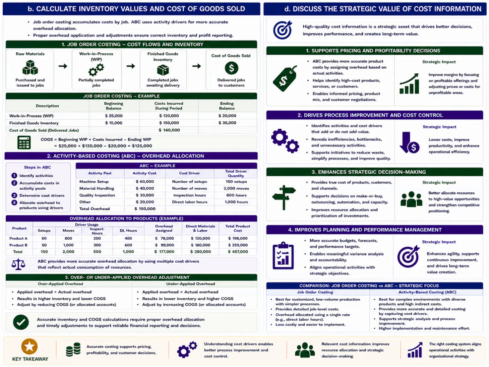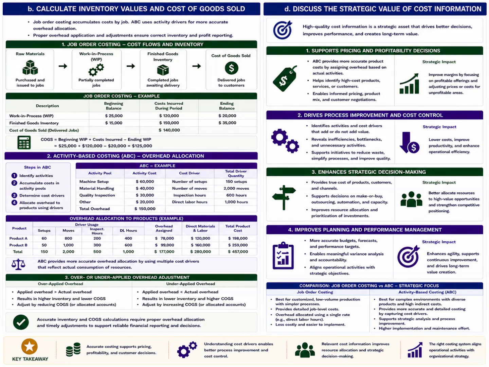B. Calculate inventory values and cost of goods sold. Under job order costing, inventory balances reflect accumulated job costs. WIP includes partially completed jobs, finished goods contain completed job costs, and cost of goods sold reflects costs of delivered jobs. In ABC, overhead allocation improves accuracy of inventory valuation.